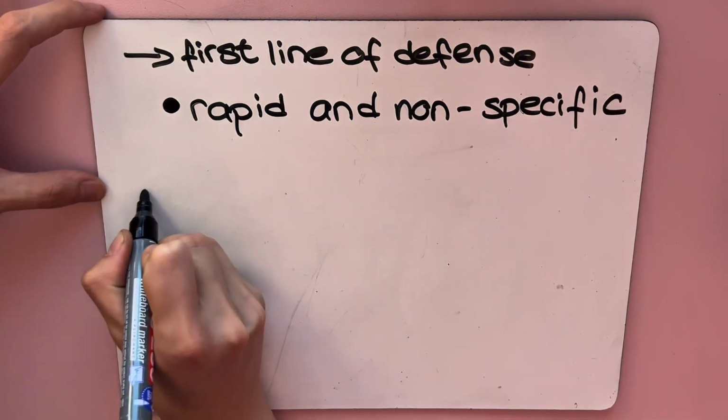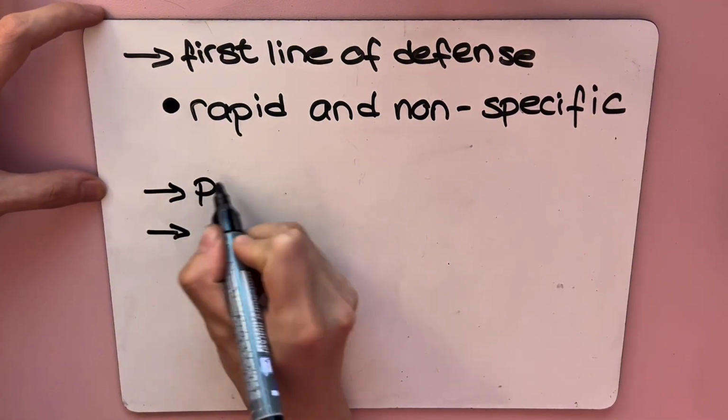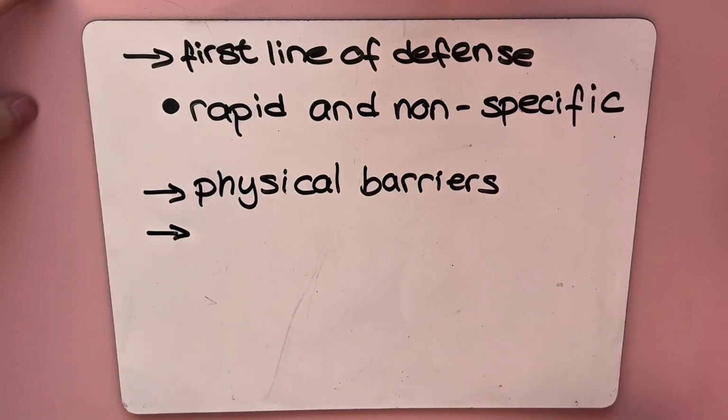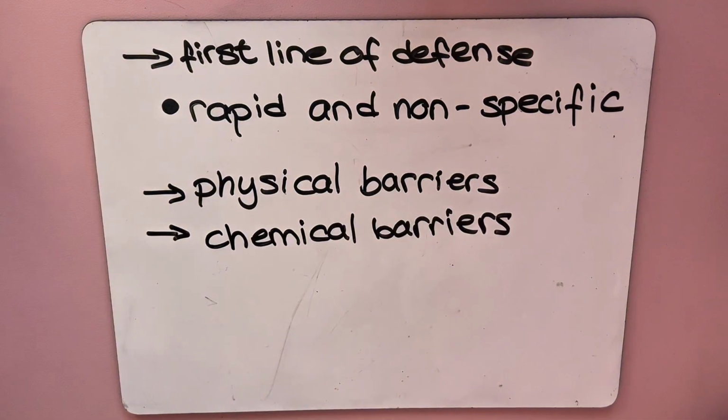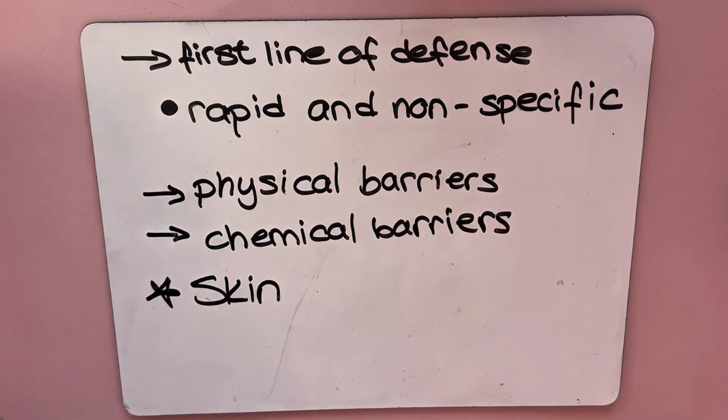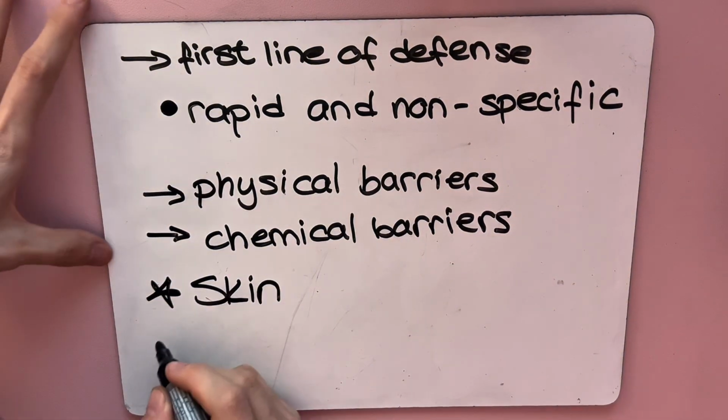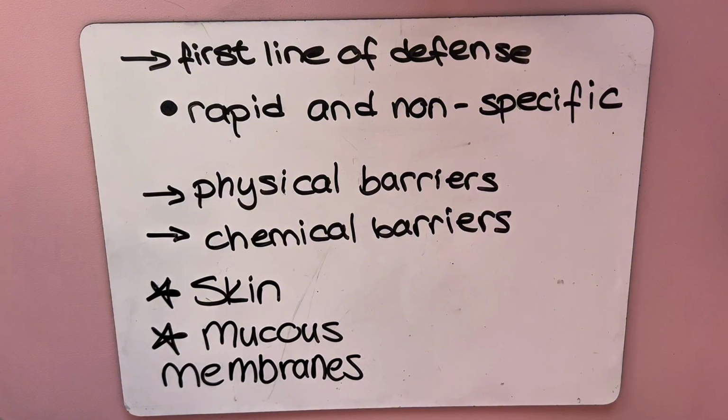There are different types of barriers. For example, physical barriers or chemical barriers. The most prominent barrier is the skin. In addition, there are mucous membranes, lining our respiratory and digestive tracts, and actions like coughing, sneezing, or saliva and urine physically expel invaders. Chemical defenses, on the other hand, reinforce these barriers.